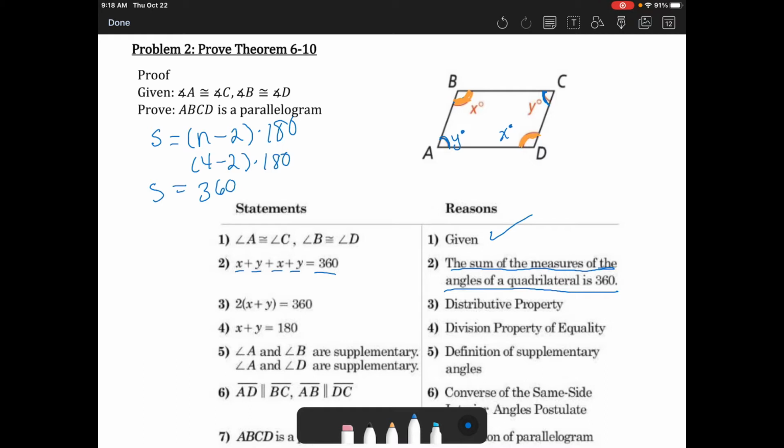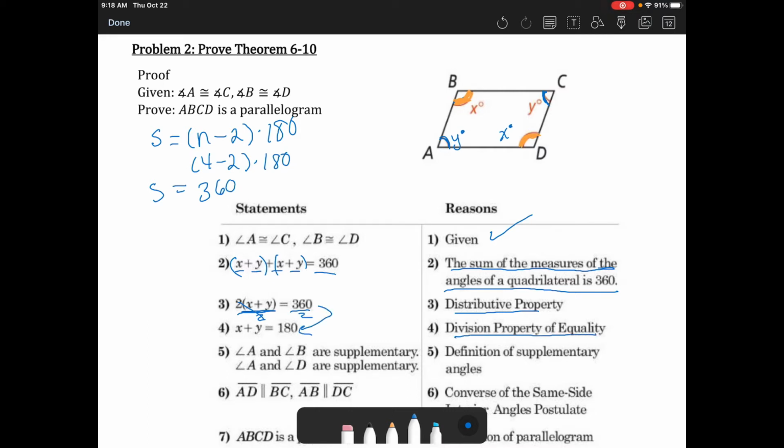Okay? So here we have 2 groups of x plus y, right? We have x plus y plus x plus y. So we rewrite it this way. Now let us do the distributive property, or you can divide both sides by 2 here. Okay, so we divide it by 2, and that's how you get 180.